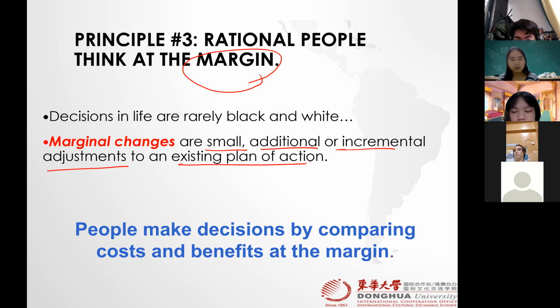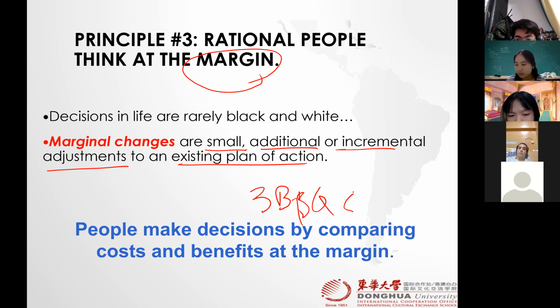Additional. Okay, my business is producing 300 computer mouses. What if I produce 301? One more mouse, how much is the cost? Right? I am eating 3 barbecue sticks. What if I take one more? How much is this additional cost? We call this marginal.